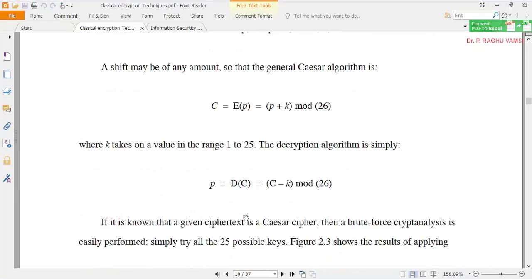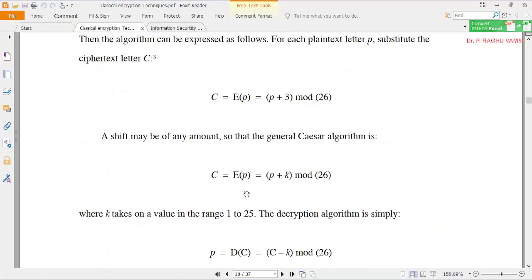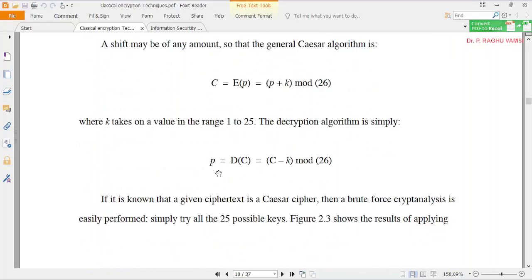So, wherever k takes a value between the range of 1 to 25, whenever we want to decrypt it, decryption will be done like this: the character minus k. So what is the k value here? 3. So c minus k mod 26. So you will get the plain text. So this is the encryption procedure, and here, it is a decryption procedure.